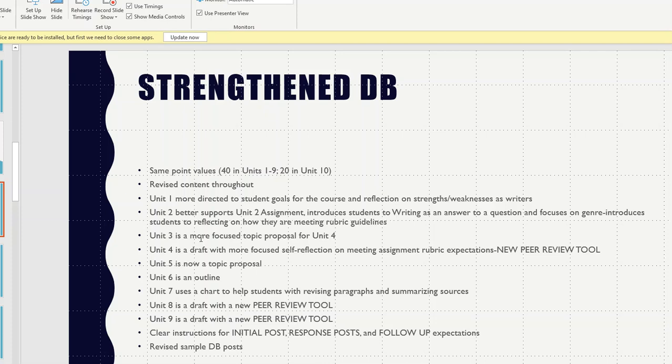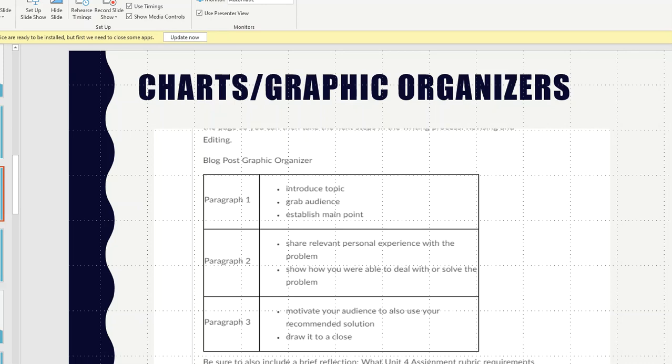Unit 8 is still a draft, but they're going to use a peer review tool. Same thing for Unit 9. It's still a draft, but it uses a peer review tool. Unit 10 is a little bit different because they're reflecting a little more specifically on their future goals, and they're creating a vision board for the future. And we hope that that will engage them a little bit better at the end of the course and get them better ready for 220. There will still be sample discussion board posts, and students hopefully will be engaged with that, and that will help them. Let me show you what we're talking about when we're saying we're using charts and graphs.